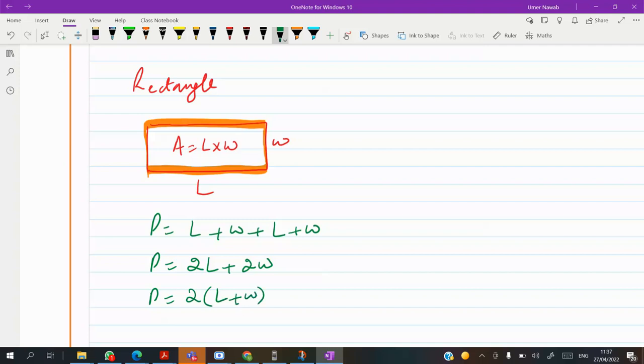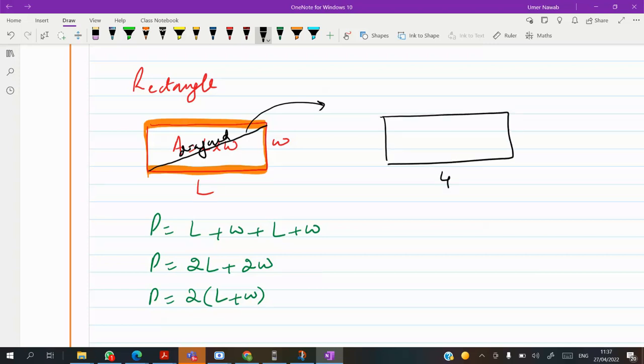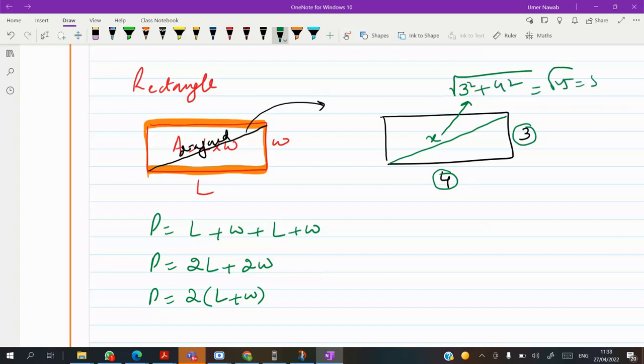In a rectangle, the most important thing is that when we join the opposite corners, that is called the diagonal. Sometimes we want to find a diagonal by using Pythagoras. Suppose I have a rectangle. This is 4 and this is 3, and I want to find the length of the diagonal. So the length of the diagonal is the square root of the sum of the squares of the two shorter sides, and we can easily find the diagonal.